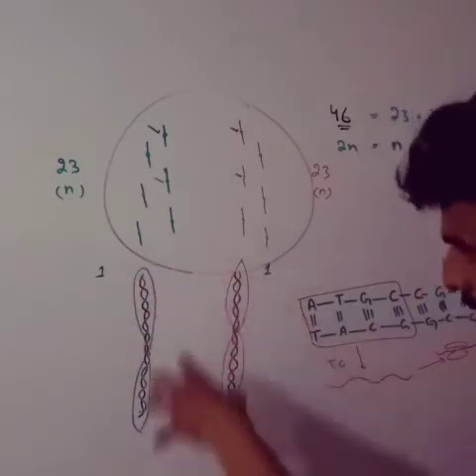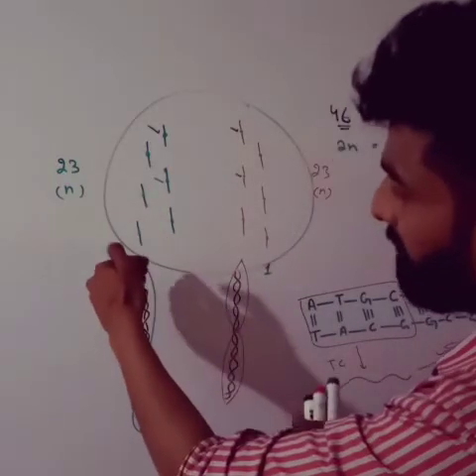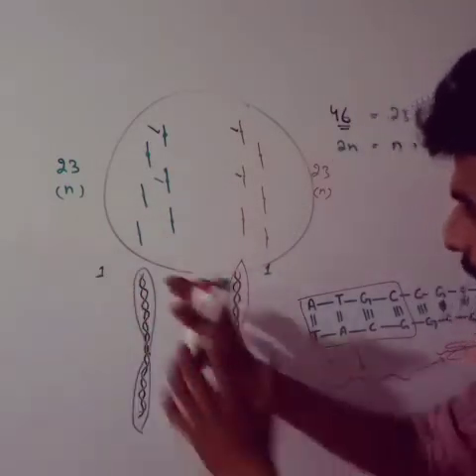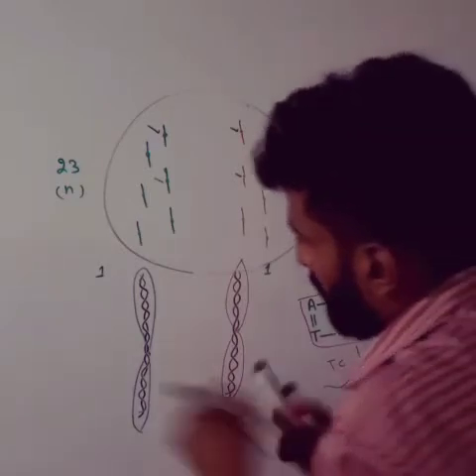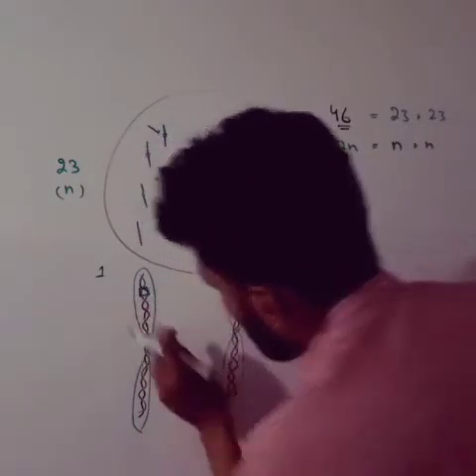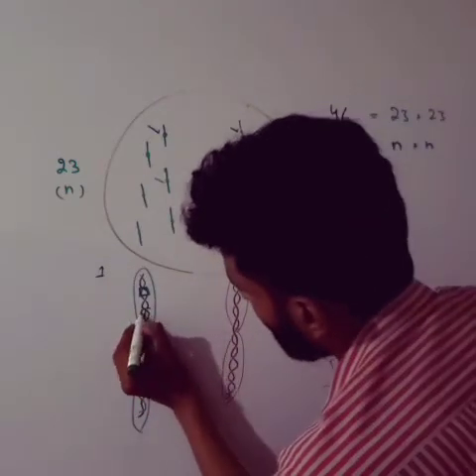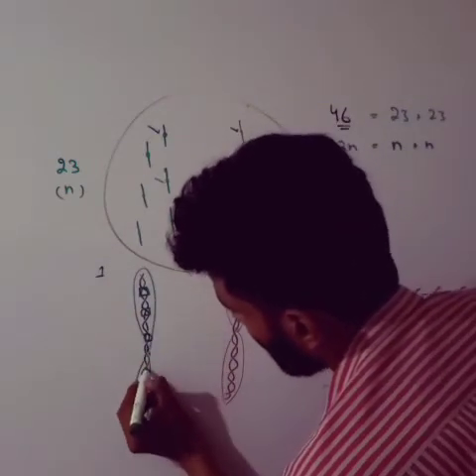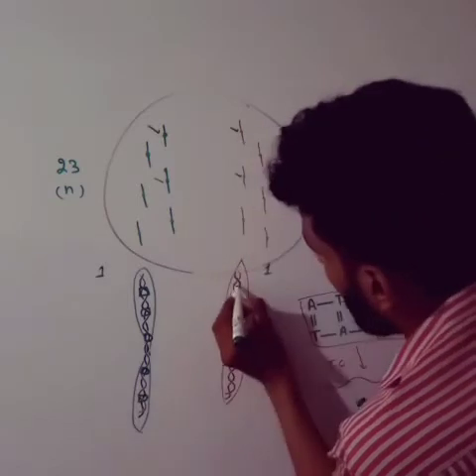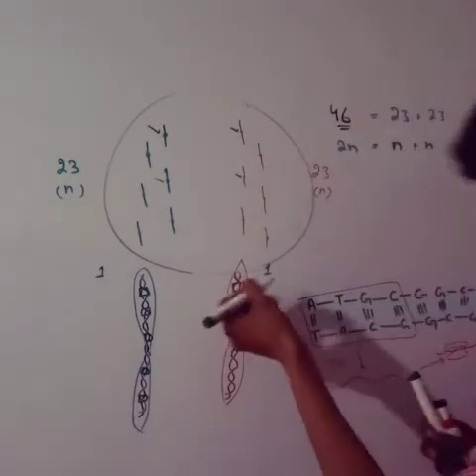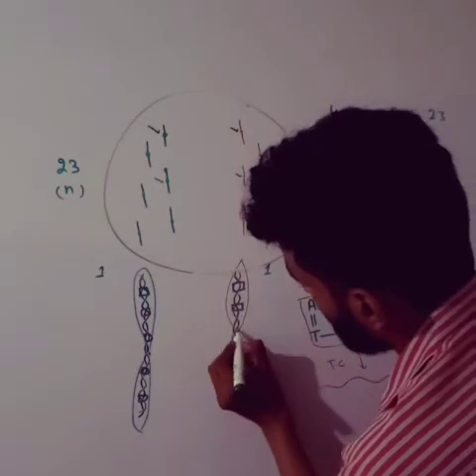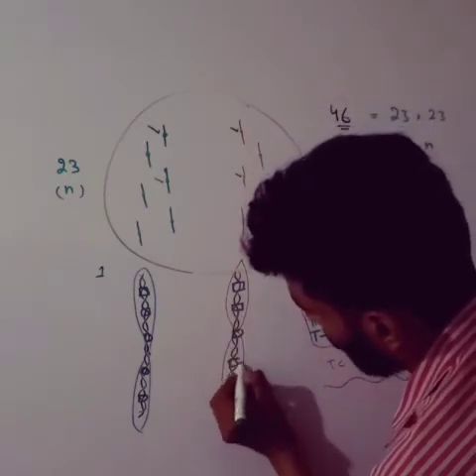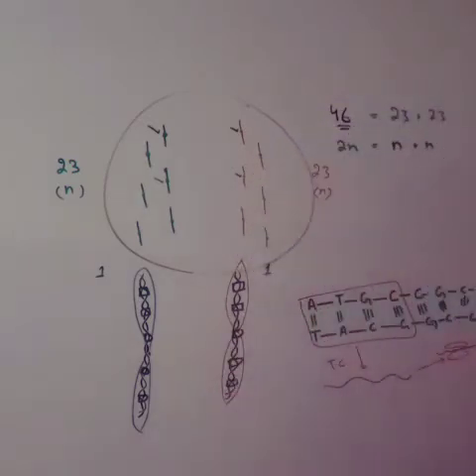On the DNA of these homologous chromosomes there will be lots of genes present. For example, this is one gene, a sequence of nucleotides. This is one gene, this is one gene, this is one gene, and similarly on this chromosome coming from the father's side, this is one gene, this is one gene, and similarly one gene and one gene. Now these are genes.